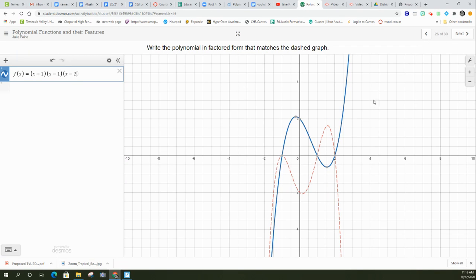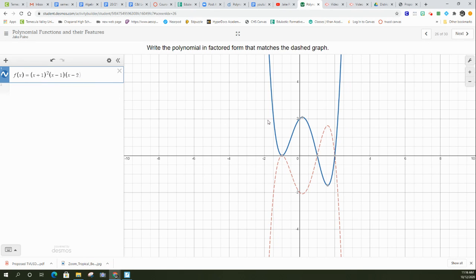Why is it not right? Well, okay, it's got to bounce here. So that means I've got to put a 2 as my exponent on that factor. So now it bounced, okay? So I got even now. My end behavior is going up. I need them to go down, so that means I need to make my leading coefficient -1, and now it matches.